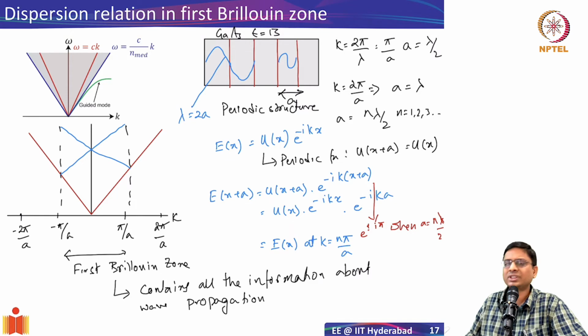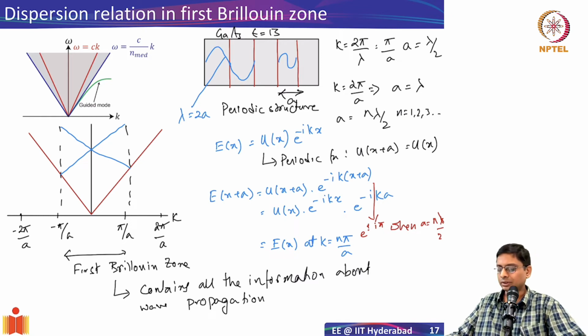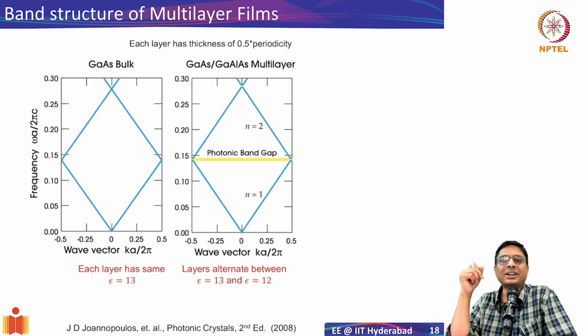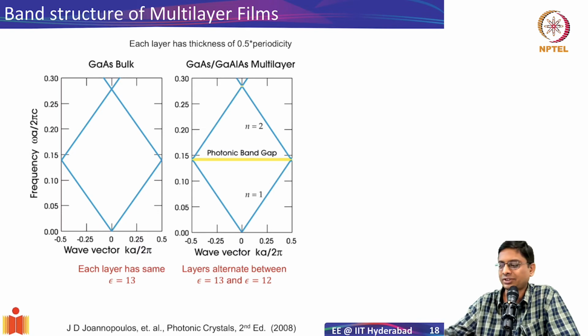Why is that? Because even if I translate it by that, the energy is not going to change. So I can just shift that in K. Okay. And that's why I fold it back into the first Brillouin zone. So the reason I'm introducing this idea is that from now on, you'll see in the next slide how the band structures will change when you have periodic structures. Okay. So let's look at this now.